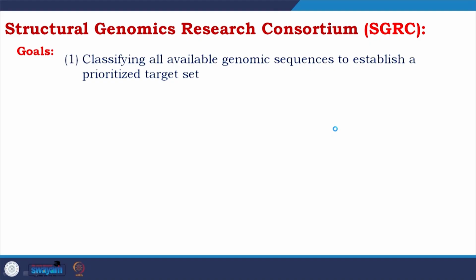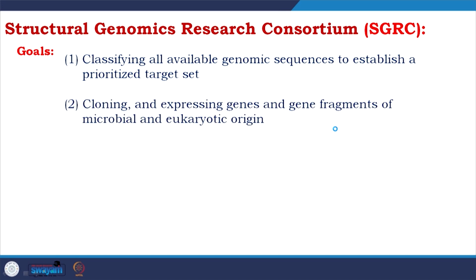My lab, where my PI was John Blanchard, was a neighboring lab to Steve Elmo. So we had the opportunity to work there, to sit down, and we saw how mammoth a body of work they have built up. The goal of the Structural Genomics Research Consortium was classifying all available genomic sequences to establish a prioritized target set. So they want to select genes, the way I told you.